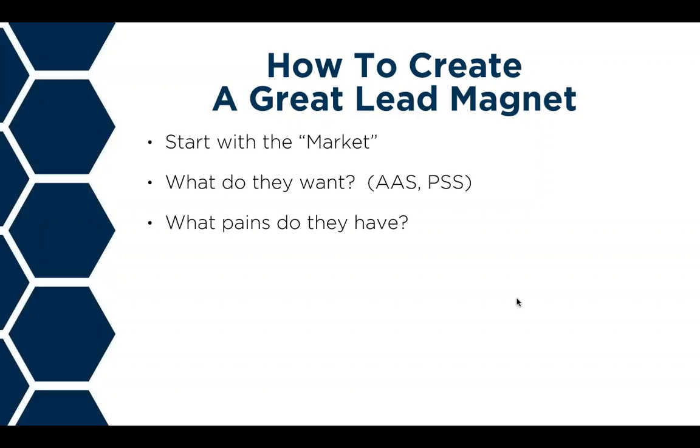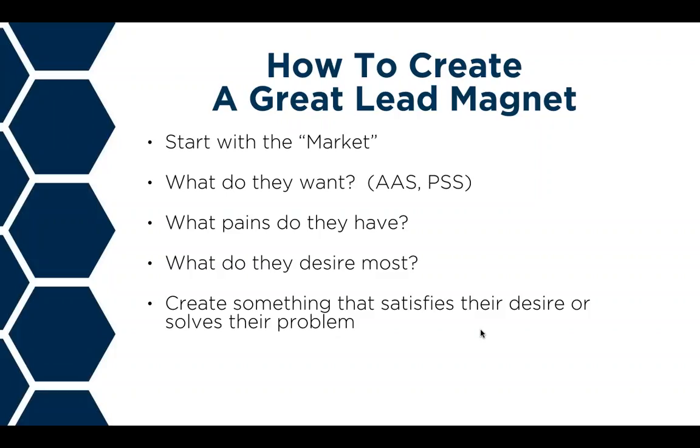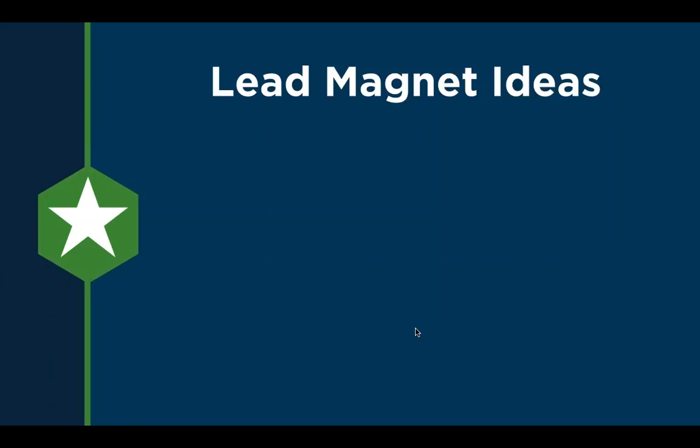What do they want? All right, what pains do they have? And what do they desire most? These are the psychological factors that are going to get people engaged in what you're doing. All right, so what you want to do is create something that satisfies their desire or solves their problem. If it can do one of those things, then you've got the heart of a great lead magnet. And then you have to offer it, of course, through the right medium.